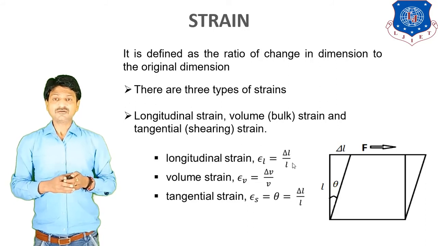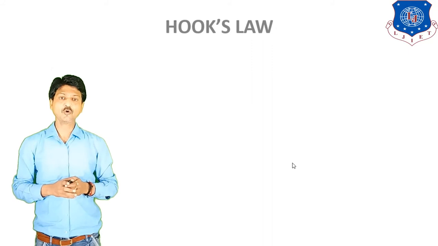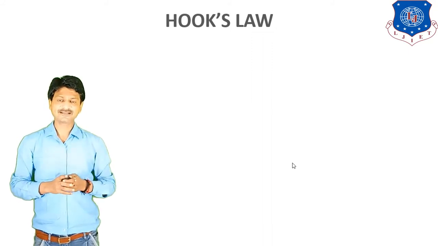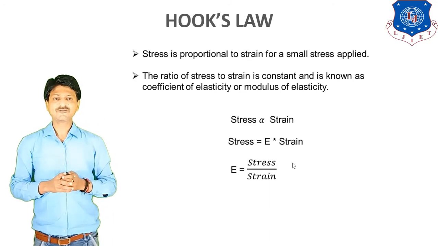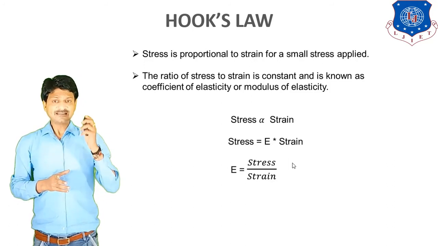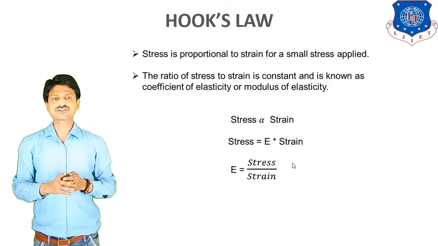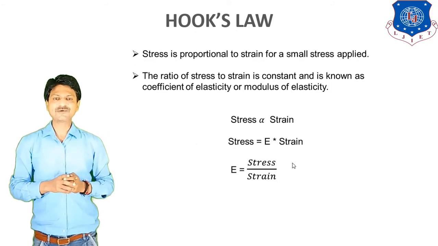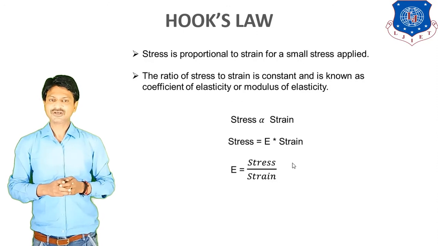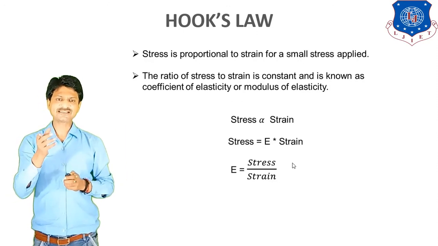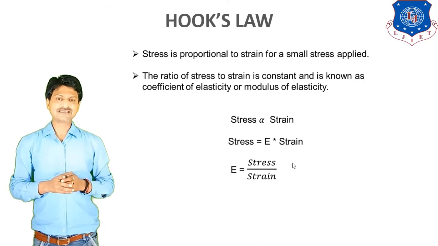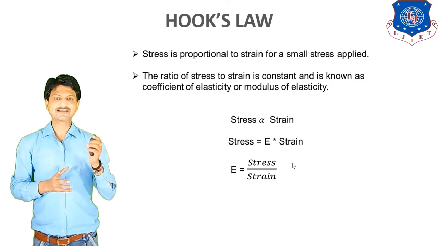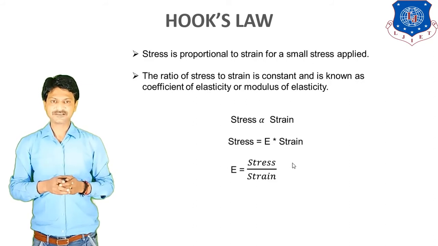So now moving further to the next topic, and that is Hooke's law. It states that stress is proportional to the strain for a small stress applied. It is also said that the ratio of stress to strain is constant. It is also known as coefficient of elasticity or modulus of elasticity. So you can see here that stress is directly proportional to the strain. Basically that ratio, stress by strain, is nothing but the coefficient of elasticity. So we can see that Hooke's law is also a part of the stress strain diagram.